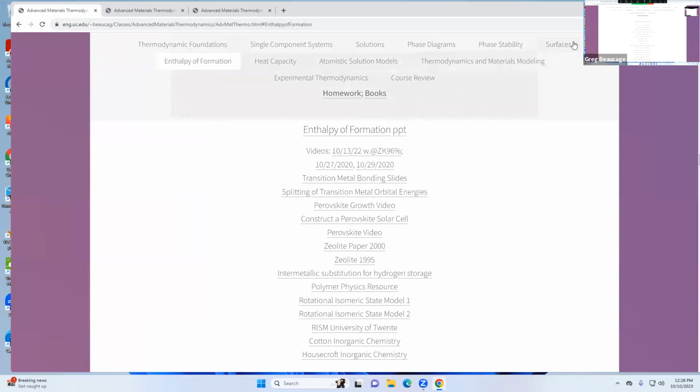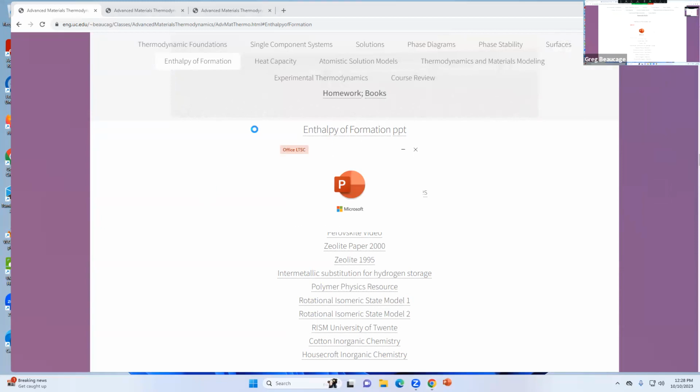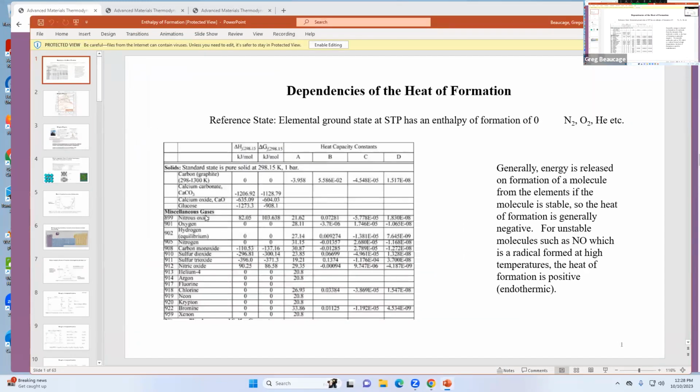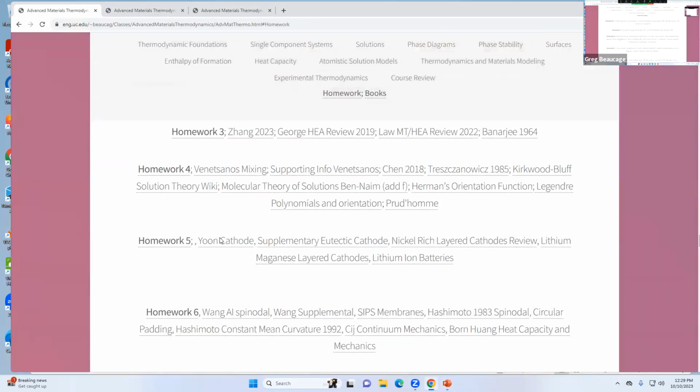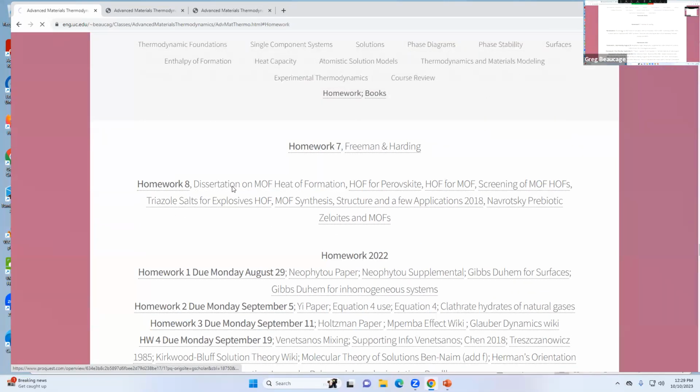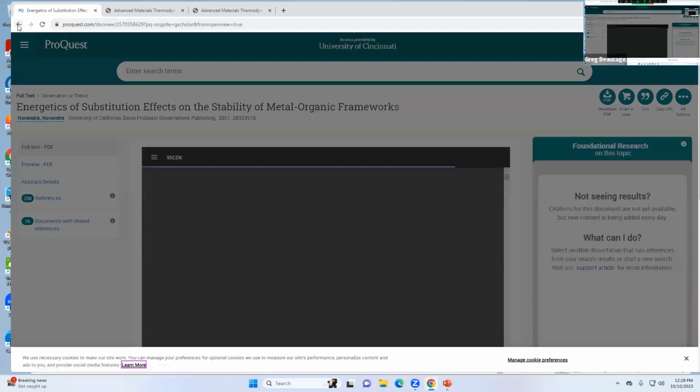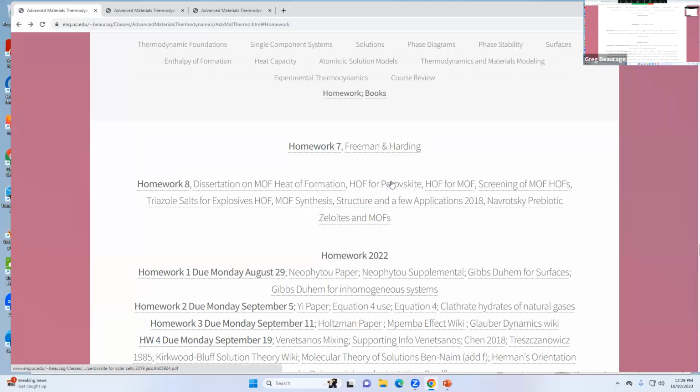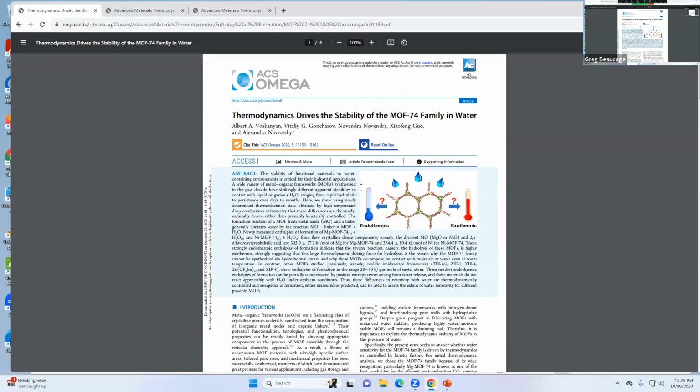Anyway, I think we're done. Usually I spend 2 weeks on surfaces, but I seem to have finished that. So I'm up to this entity of formation, which is mostly metallurgy stuff. The homework this week on that is a recycled one, but it's on these MOFs. There's a bunch of MOF papers here: heat of formation for perovskite, heat of formation for MOFs. That's metal organic framework.